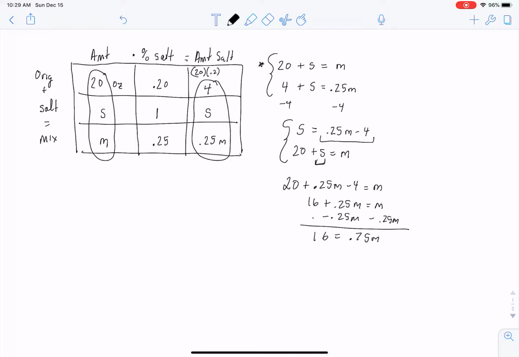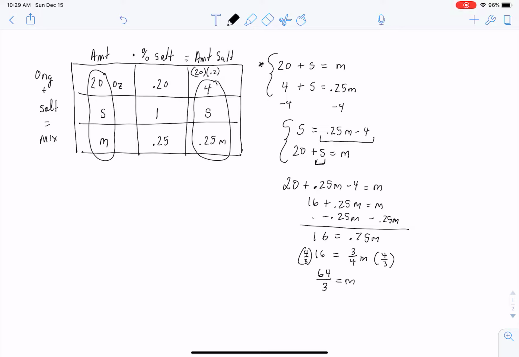And now we have to divide by 0.75. Now some of you are going to think this is easier if we just convert it to a fraction. 0.75 is 3/4, right? So now I can multiply both sides by 4/3. And we get 4 times 16 is 64/3 equals M. So M equals 64/3.